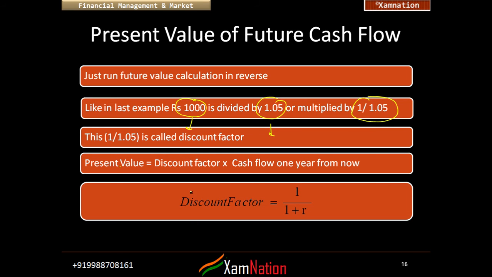Now present value is nothing but the discount factor, that is 1 by 1.05, times my cash flow one year down the line. So the discount factor is nothing but 1 over 1 plus r. This is your discount factor, and r is called the discount rate. We will study the discount rate in great detail. It is determined by where you have raised the funds. We will understand this.